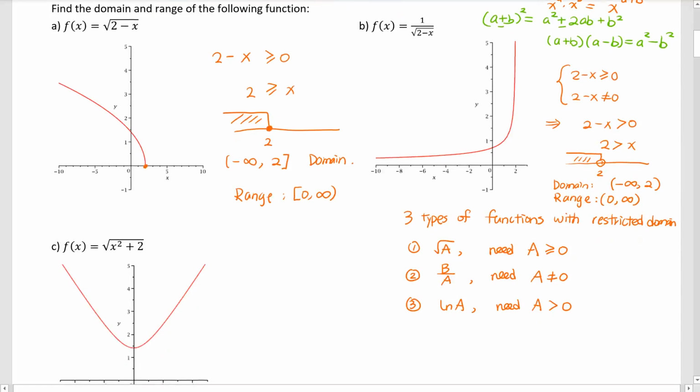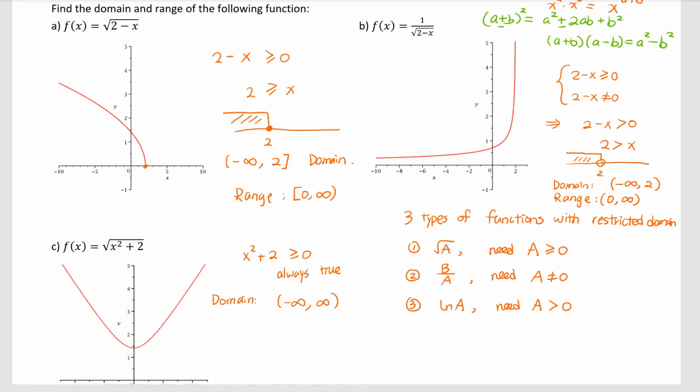Okay, so let's look at C. To find the domain, we need the things inside the square root to be greater than or equal to 0. But what happens? Well, x squared is always greater than or equal to 0. So this is always true for all x. That means x can be anything. So that's why our domain is from minus infinity to positive infinity.